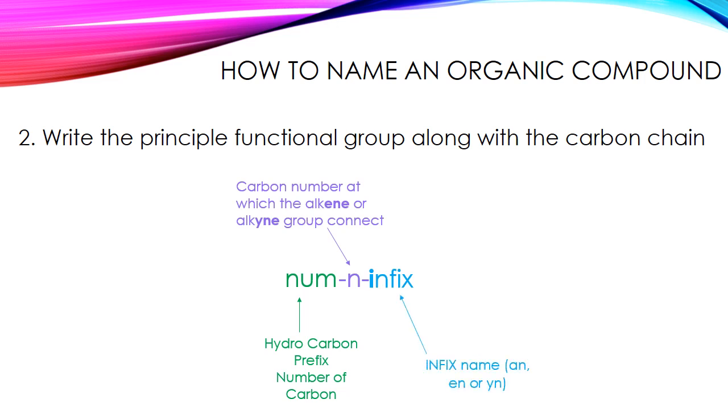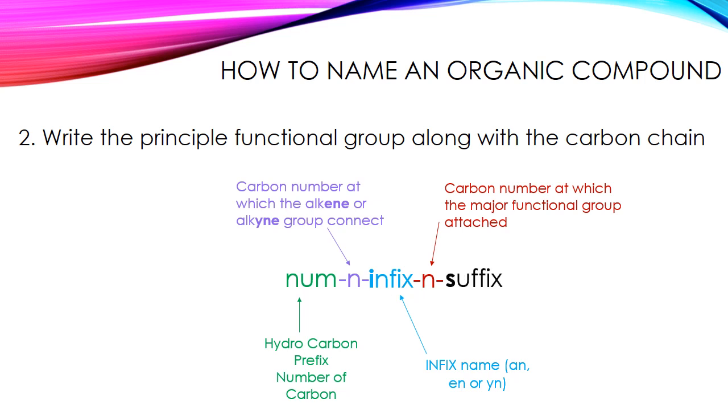When you consider the infix, if there's an alkane, there are only single bonds, so you have to put AN. If there's a double bond, you have to put EN. And if there's a triple bond, you have to put YN. Then you have to consider the principal functional group. The number of the carbon at which the major functional group is attached, you have to mention. And then the suffix of the principal functional group you have to write down at the end of the name.